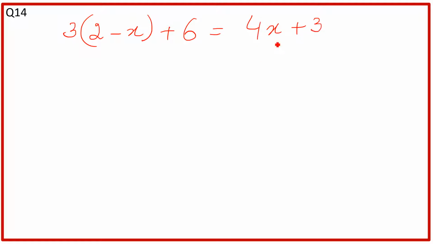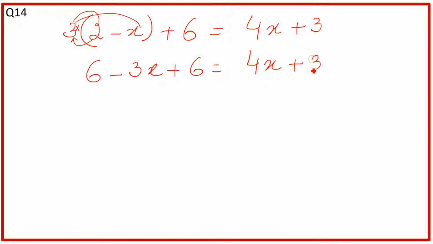So we will apply the same rules which we have discussed already. This is the parenthesis. In front of the parenthesis we have 3, and there is no sign between this 3 and this parenthesis bracket. It means multiplication. So you have to multiply individually, one by one, whatever you have in the parenthesis with 3. So 3 times 2 is 6, then negative 3x, plus 6 is equal to 4x plus 3.